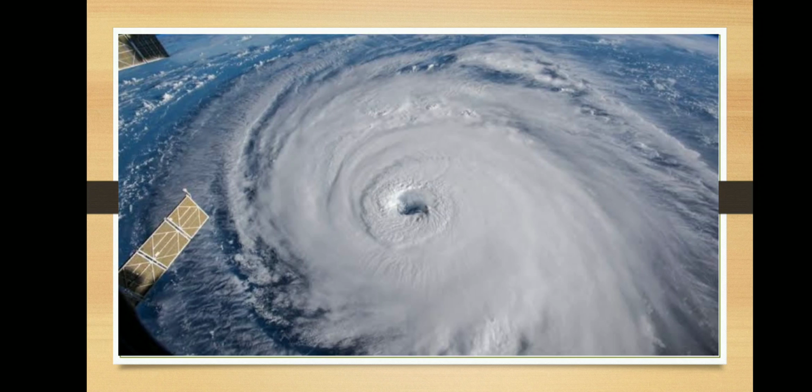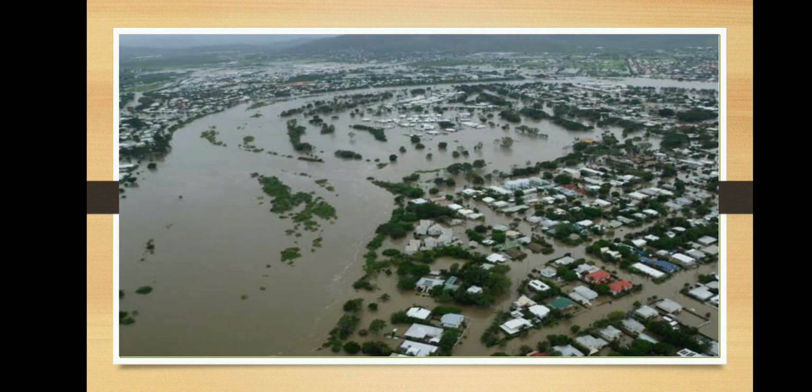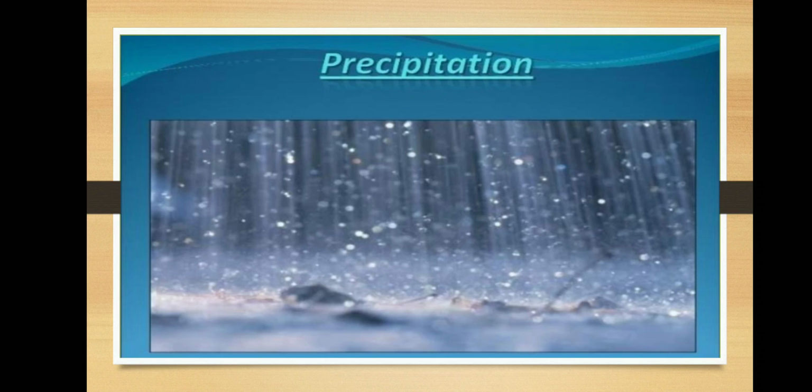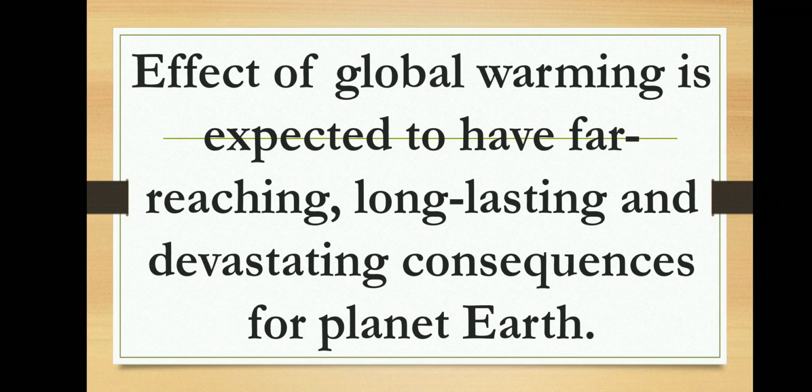Frequency and severity changes in extreme weather such as hurricanes, heat waves, wildfire, droughts, floods, precipitation, clouds and vegetation cover are also changing. This is what we learnt about global warming. And you know, children, the effect of global warming is expected to have far-reaching, long-lasting and devastating consequences for planet Earth. So what we are supposed to do is reduce the emission of greenhouse gases which are responsible for global warming.